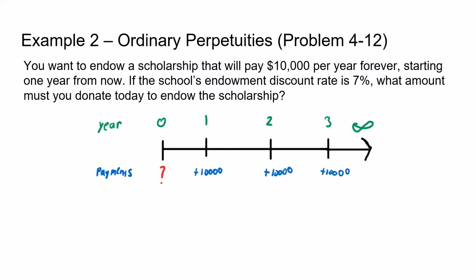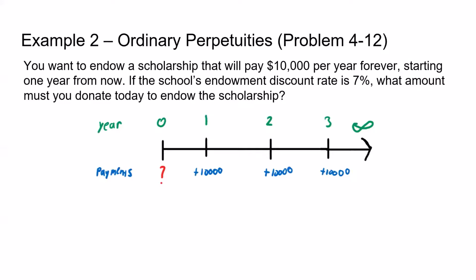Let's try this example. This is problem 4-12 from the Fundamentals of Corporate Finance textbook. You want to endow a scholarship that will pay $10,000 per year forever, starting 1 year from now. If the school's endowment discount rate is 7%, what amount must you donate today to endow the scholarship?